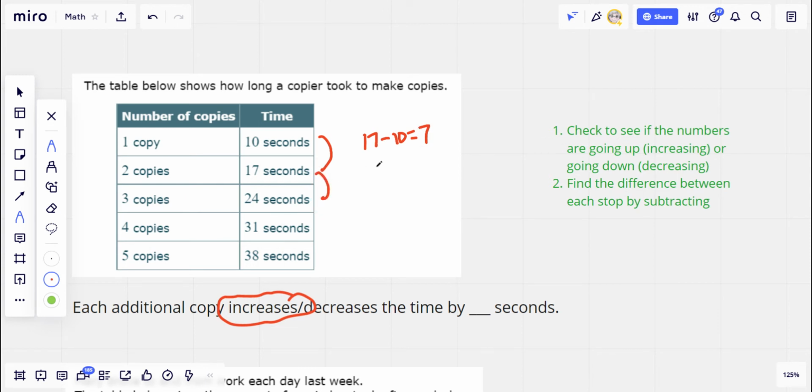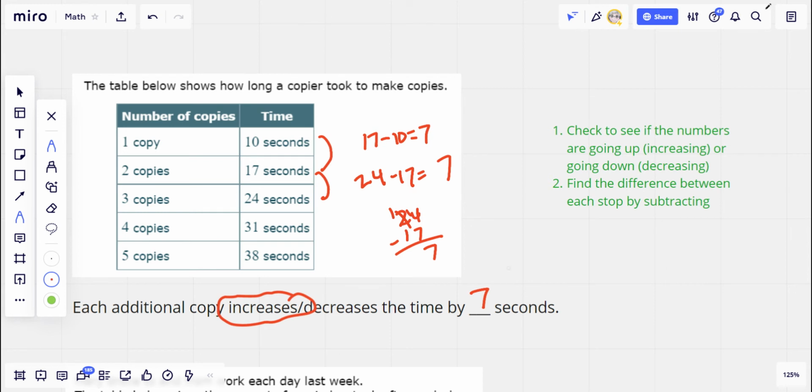So if I do the next one, 24 minus 17, you might need to pull out a calculator for that, or we know how to do this kind of subtraction now. So we could do this. Let's see, 4 minus 7, I have to borrow, so we'll make that a 1, and this a 14. 14 minus 7 is 7, and 1 minus 1 is 0. Aha, so that is 7. So it looks like it's going up by 7 each time, and that's what we put here. It increases the time by 7 seconds.